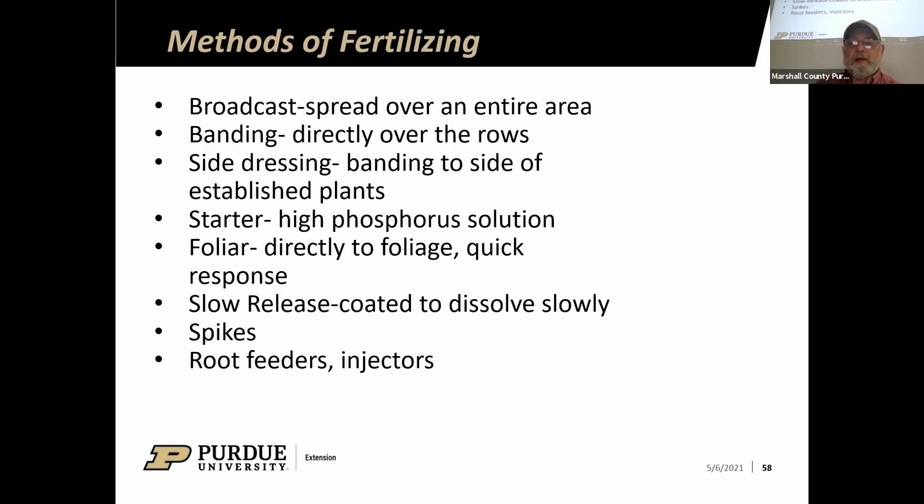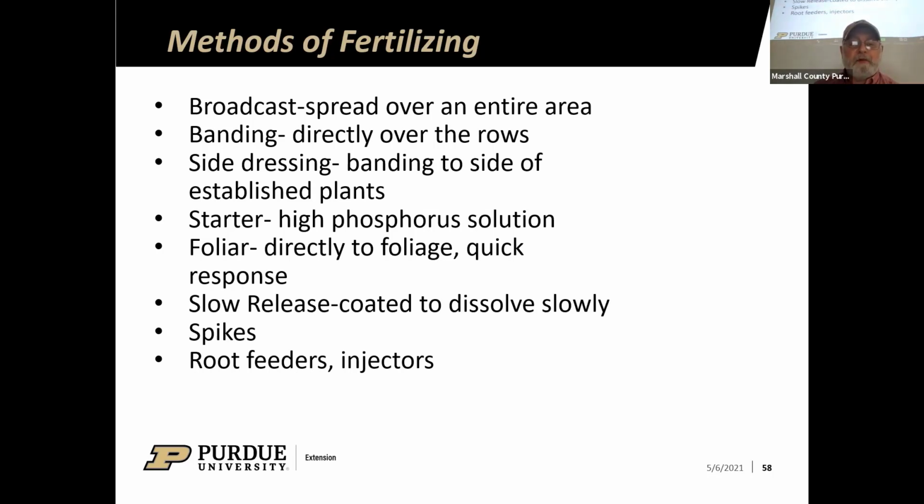Slow release coated is typically what we apply to our lawns so that it's released throughout the growing season instead of immediately going into the soil solution. So slow release are fertilizers coated in a manner so that they are releasing the nutrients to the soil at different times. Spikes is a tool that you put in the soil, trying to have a zone that's high in nutrients that the plant can draw from.